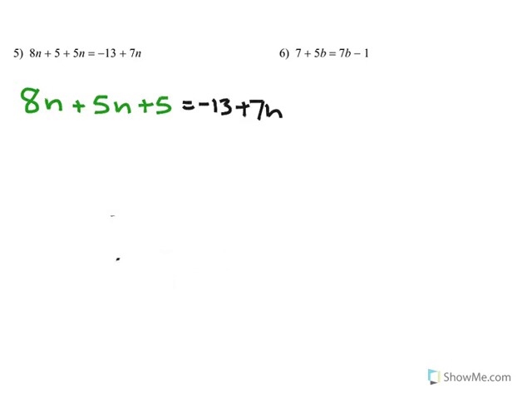And that's all that I've done here when I rewrote this problem. I put my 2 n's closer together, and now I hope you can recognize that if you have 8n and 5n, you can combine those terms together. That's what we call combining like terms to get 13n. 13n plus 5 is equal to negative 13 plus 7n.